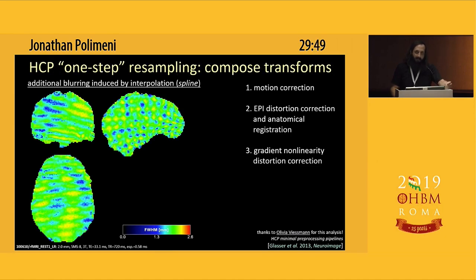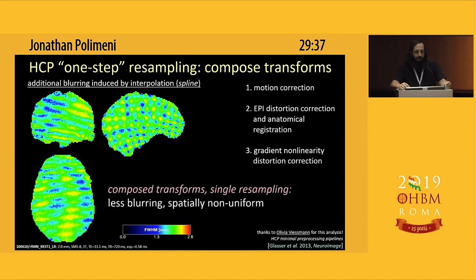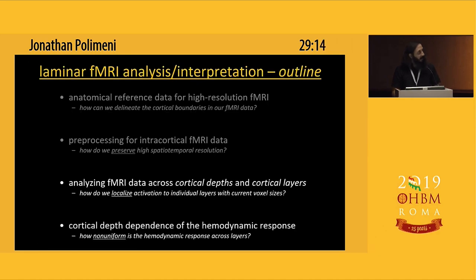So I think a better approach, one that's been advocated in the Human Connectome Project in a paper by Matt Glasser that I was involved with a few years back, advocates composing the transformations in order to minimize the number of interpolation steps applied to the data. So in this case, if we compose the transformations and perform a single resampling, there's less blurring. However, it does become somewhat spatially non-uniform. However, it's really straightforward to estimate the pattern of resolution losses if you know the transformations. So the idea here, again, is that we need to be mindful of these spatial resolution losses because in laminar fMRI, we're really at the edge of being able to detect these signal changes across layers, and therefore this can be another source of bias.